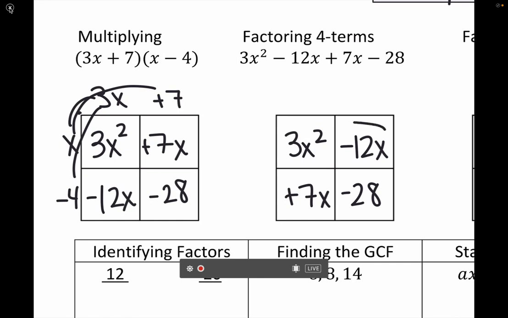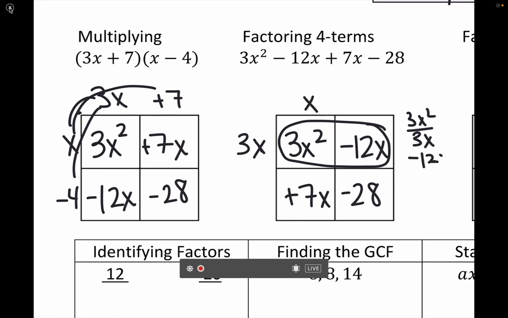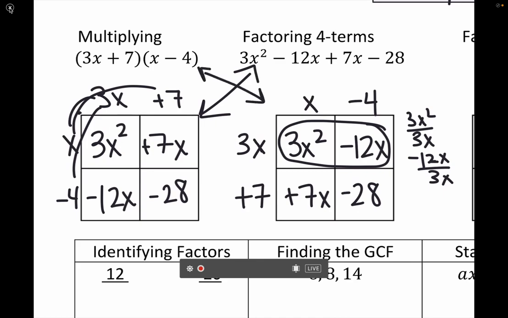So again, we're looking for that GCF. We said it was 3 and x. So 3x squared divided by 3x is just x. Negative 12x divided by 3x is going to be that negative 4. And then negative 4 times a positive 7 gives me negative 28. So you can see that these are just backwards of each other.